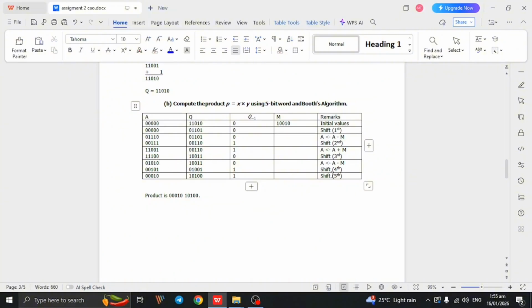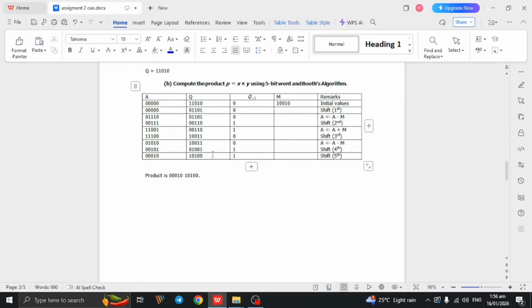And then we see that the value of Q0 and Q-1 is 10. So we subtract M from A, so we subtract 01110 and 10010, and we get 01010. This is the same, and this is the same. Then we shift again to the right, so this becomes 00101, and this becomes 10011.